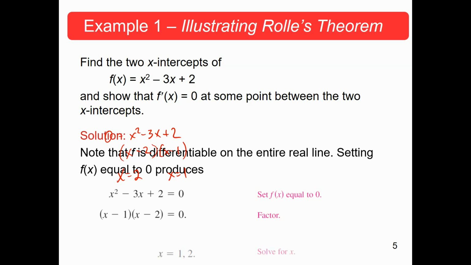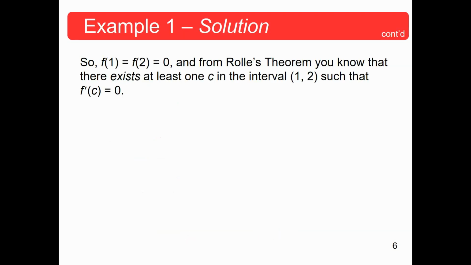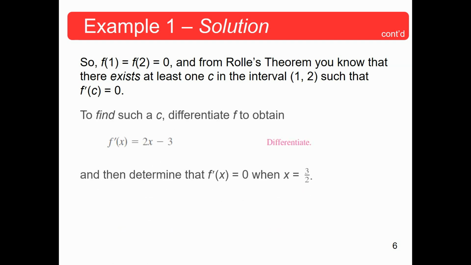So we've already done that. We get x equals 1, x equals 2. So we know that f of 1 and f of 2 both give us 0. That's the y value. We just proved it. Those are x-intercepts. So if x equals 1, y equals 0. If x equals 2, y equals 0. So we know that somewhere in this interval between 1 and 2, there is a first derivative equal to 0.